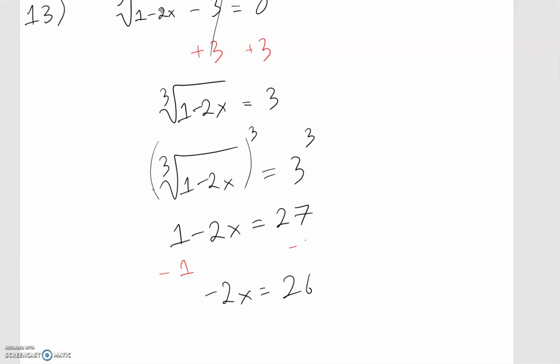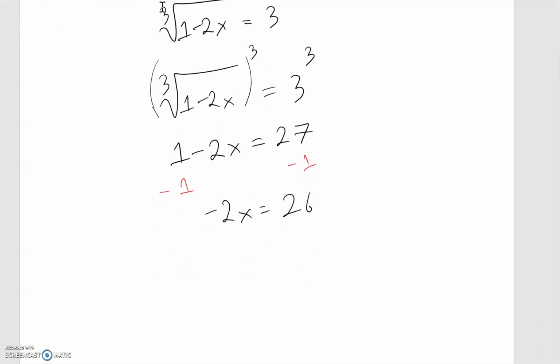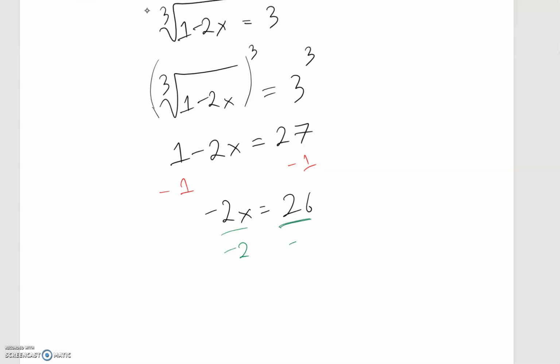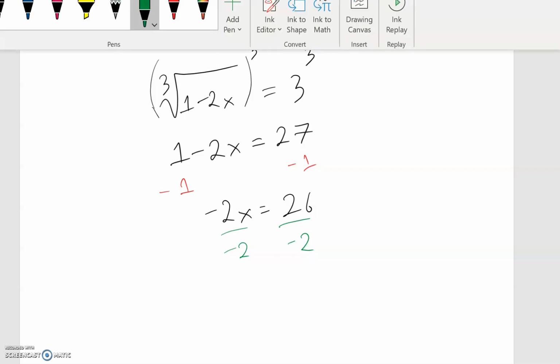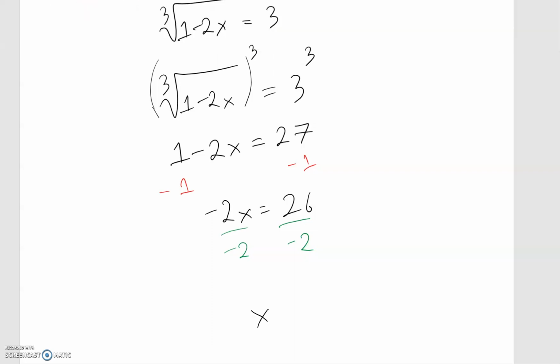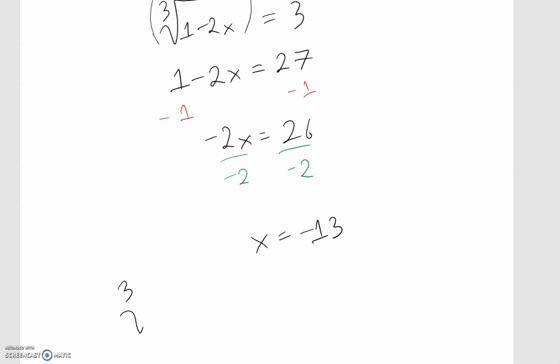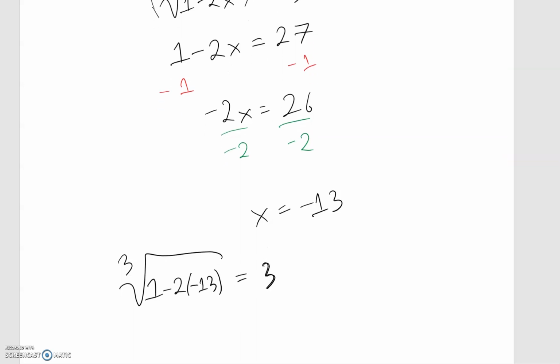So now I will just solve for x. And here I ended up with x equals minus 13. Once again, I'm not done. I need to plug this back into the original equation to see if it works. Plugging this back into the very beginning, let's see what happens here.